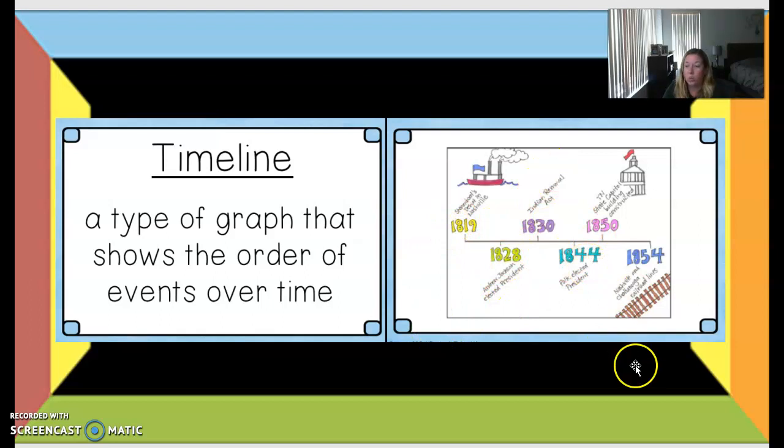So if you notice, it all went in order. It kind of had cute little pictures, kind of made it look nice too. Makes timelines easier to understand and more fun. If I was looking for something with railroads, I could look right here and automatically know that it was at this year, right?